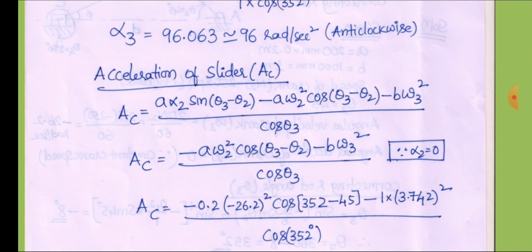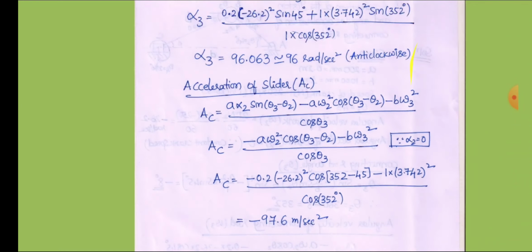So linear velocity means meters per second. Angular velocity means radians per second. Acceleration, that is linear acceleration, is meter per second square. Angular acceleration is radians per second square. Like that one can solve a problem directly.